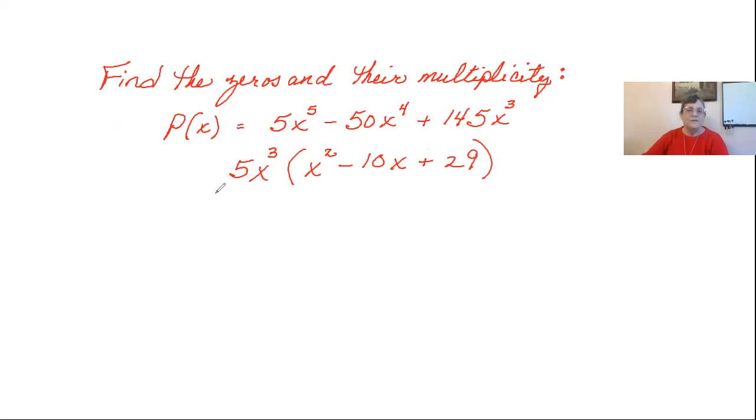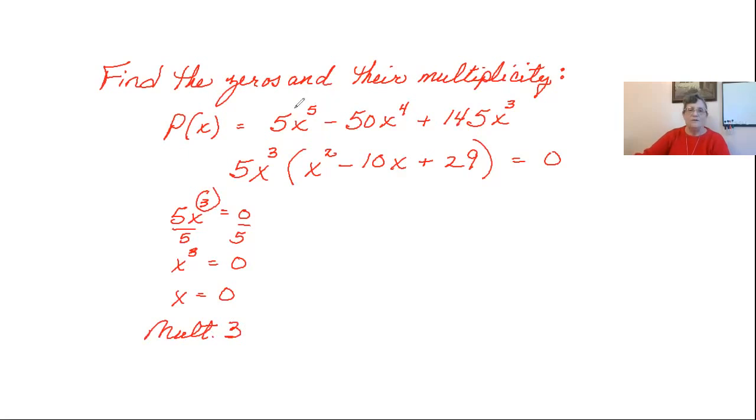Now, if I'm looking for zeros, I set the whole thing equal to 0. So 5x cubed is equal to 0. I can divide by 5. That gives me x cubed is equal to 0. Of course, the only thing you can cube and get 0 is 0. So x equals 0. 0 is a 0 of multiplicity 3.